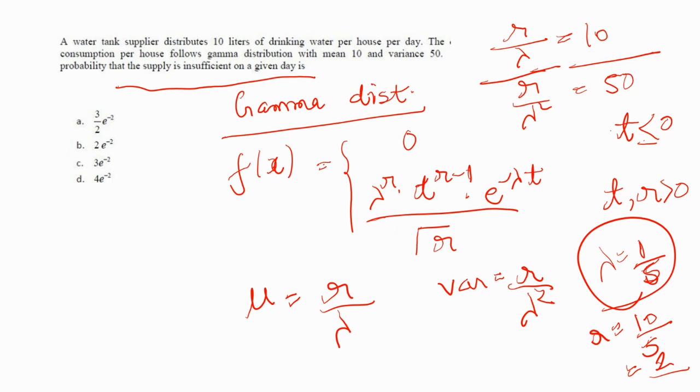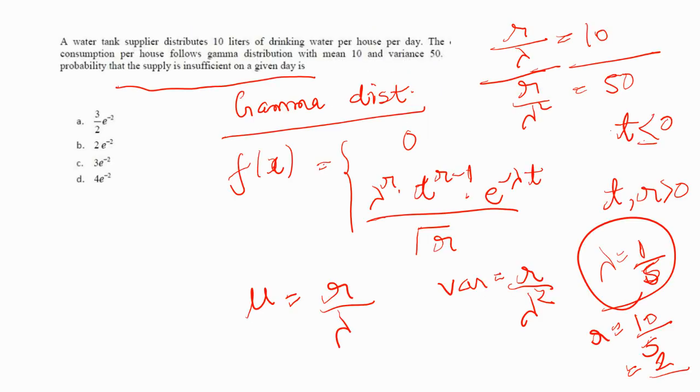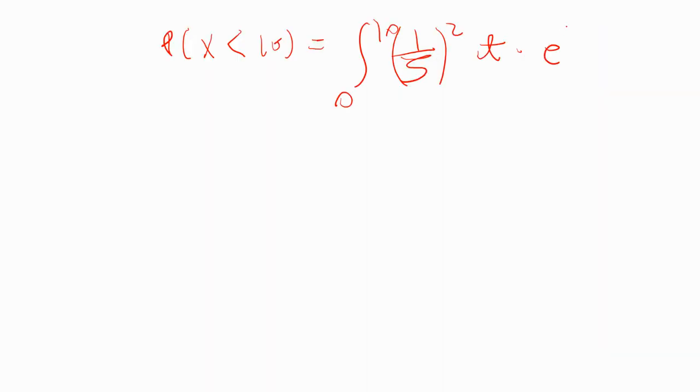So now we need to find the probability that x is less than 10. We have f(x), so what we will do is integrate from 0 to 10. Now the distribution here is lambda to the power r, which is 1 upon 5 squared, t to the power r minus 1. That means t to the power 2 minus 1 will be t, e to the power minus lambda t, e to the power minus t by 5, and then gamma r.